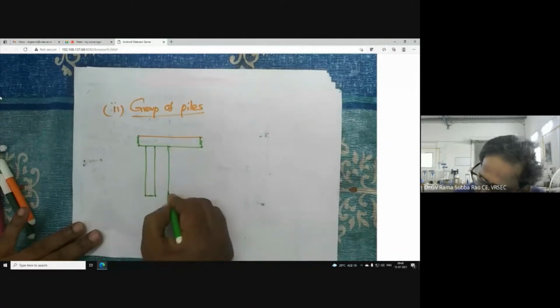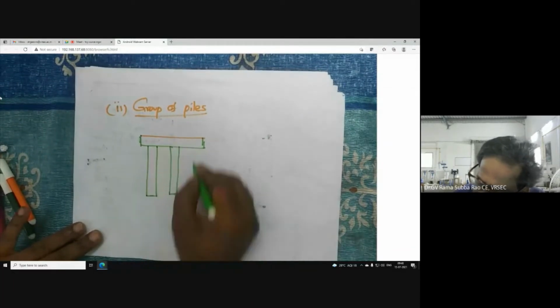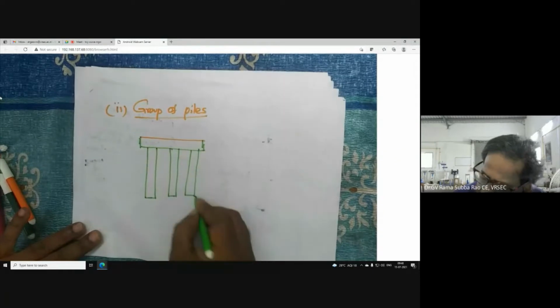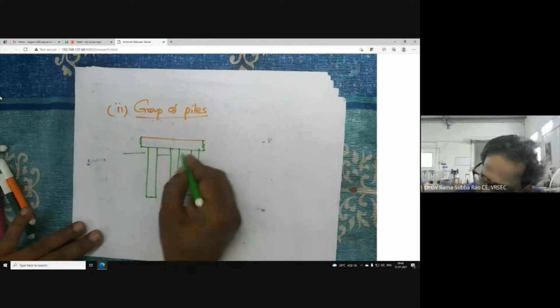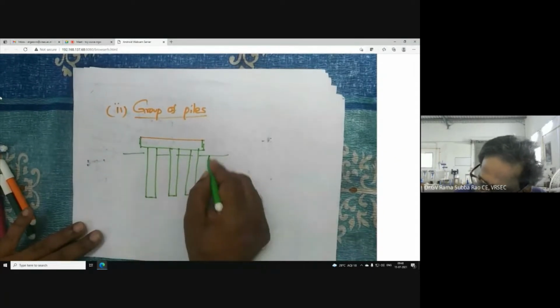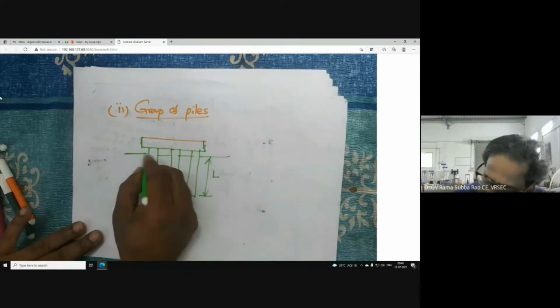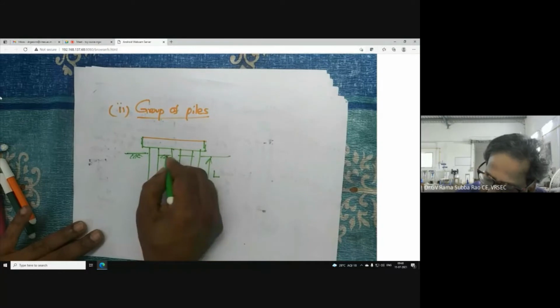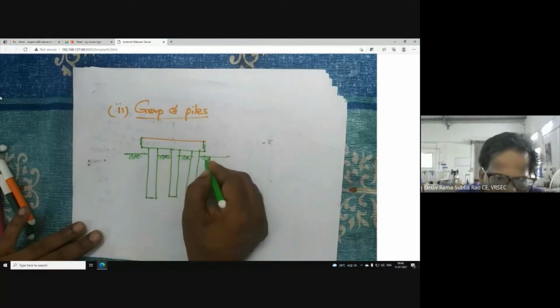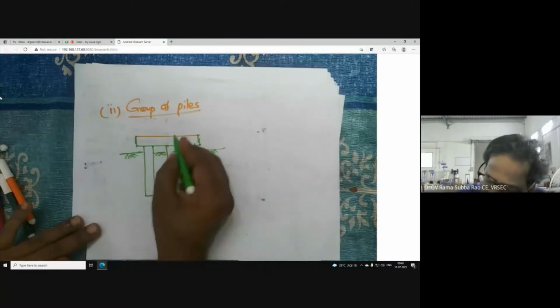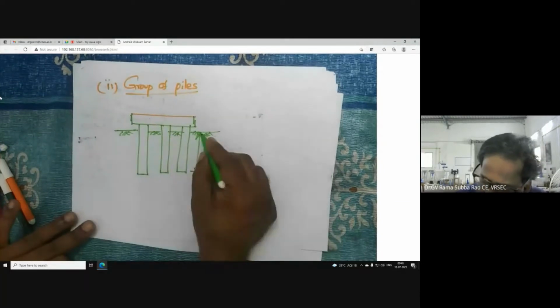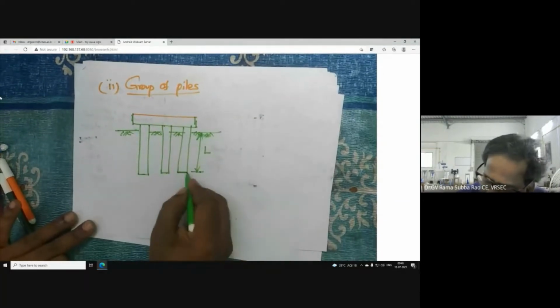So now, are you able to hear me? Oh, thank you. Now you see, this is the length of the pile. But this time I have a group of piles. Nothing wrong, it's good to go for group of piles. So we have group of piles, and each pile has its own length L.